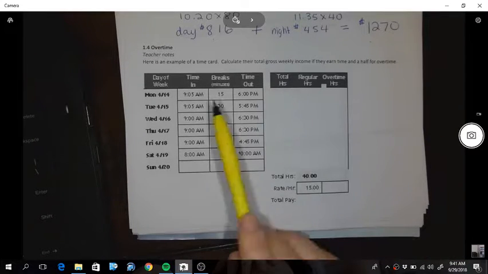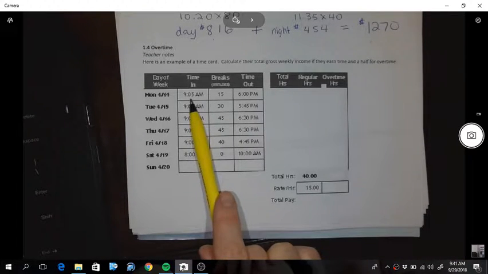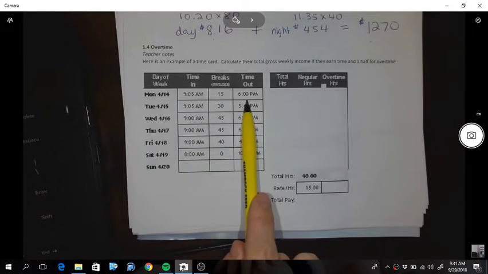Okay, today's lesson is 1.4. You're going to learn about overtime and time cards. Okay, so first example is a time card. On Monday, if you worked from 9 to 6, that would be 9 hours.